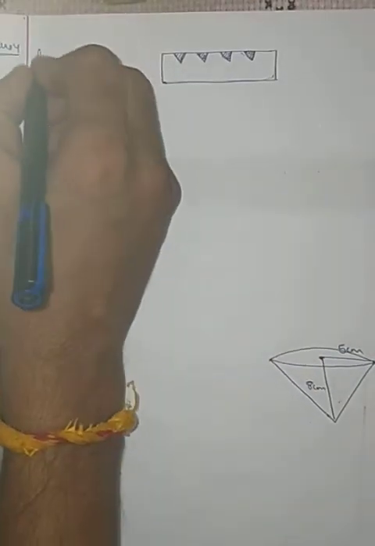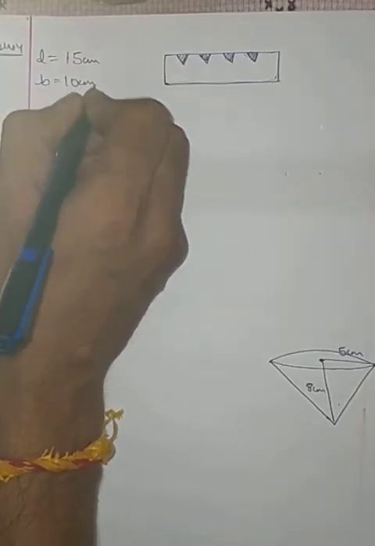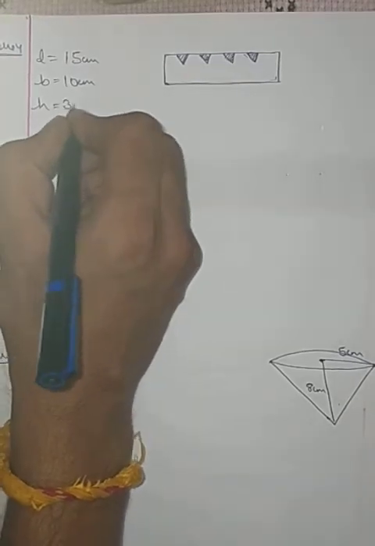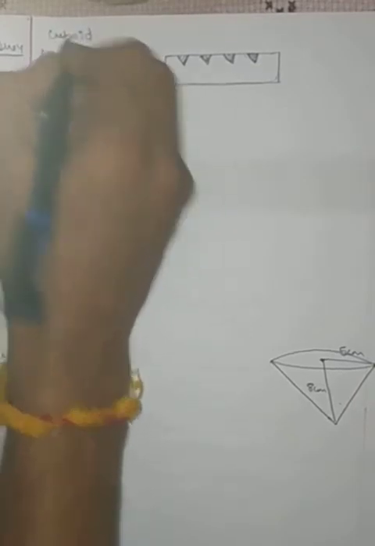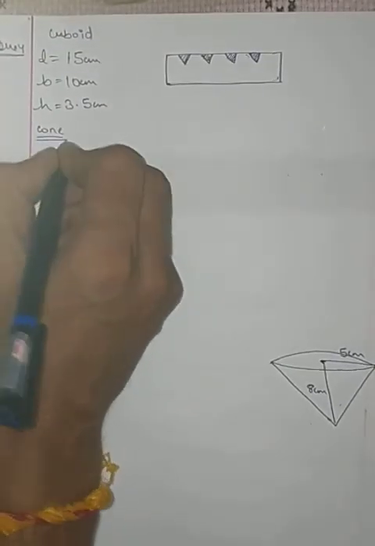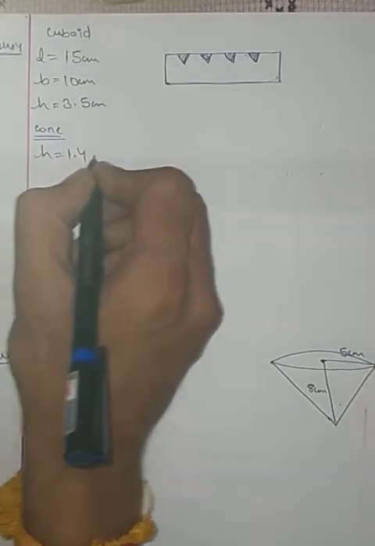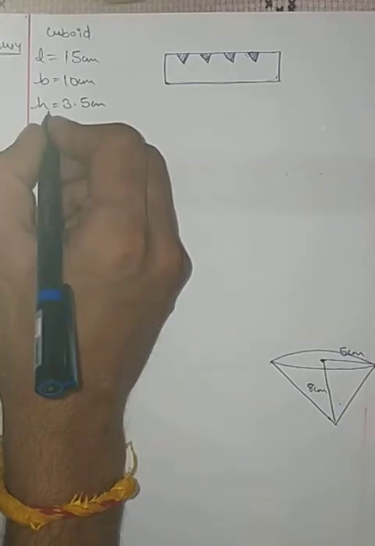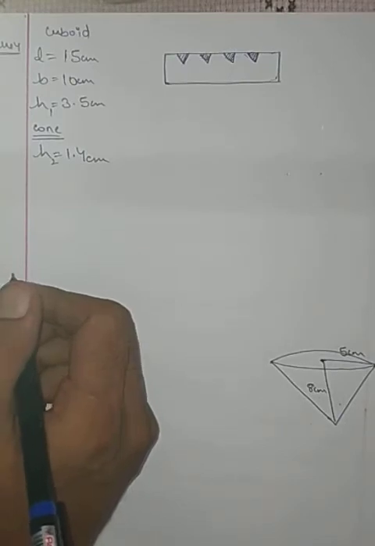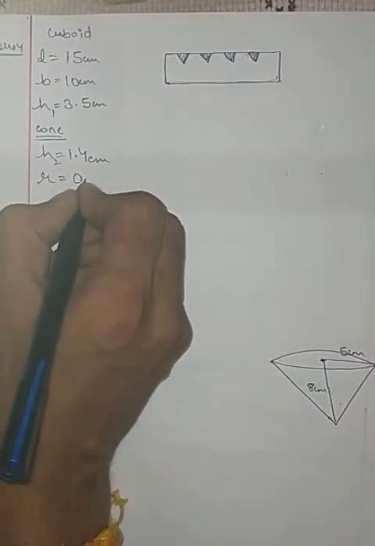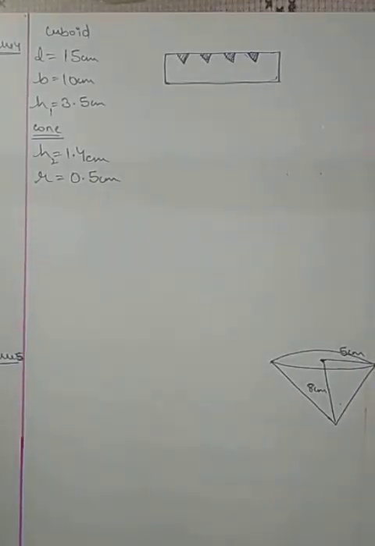What are we given? Length is 15 centimeter, breadth is equal to 10 centimeter and height is equal to 3.5 centimeter. This is for the cuboid. For the cone, what are we given? Depth means height is 1.4 centimeter. Now again h is here, so we will write h1, h2. And radius is also given. Radius is 0.5 centimeter.